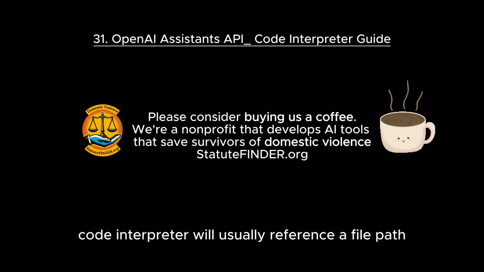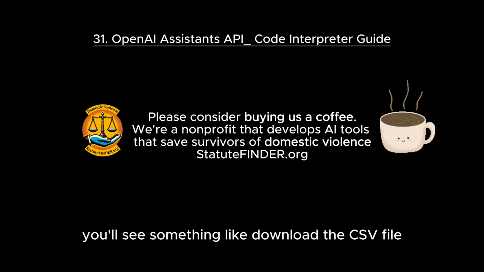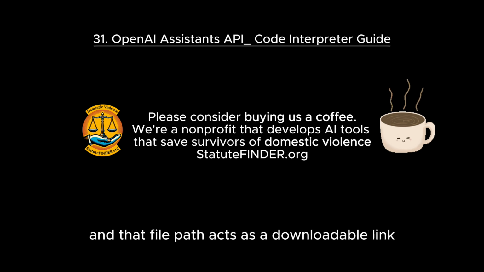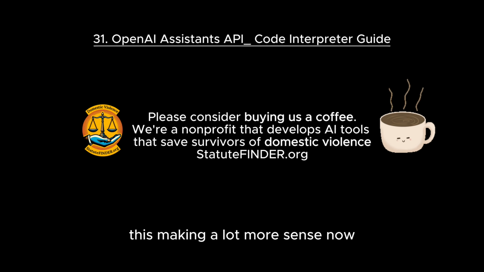Code Interpreter will usually reference a file path in its response. You'll see something like "download this CSV file," and that file path acts as a downloadable link. Okay, so it's all about following the breadcrumbs. This is making a lot more sense now.